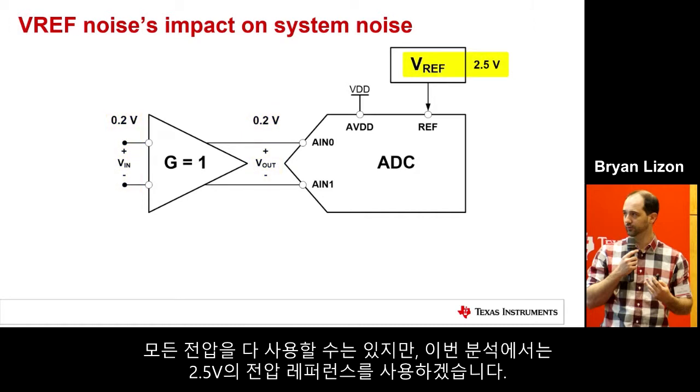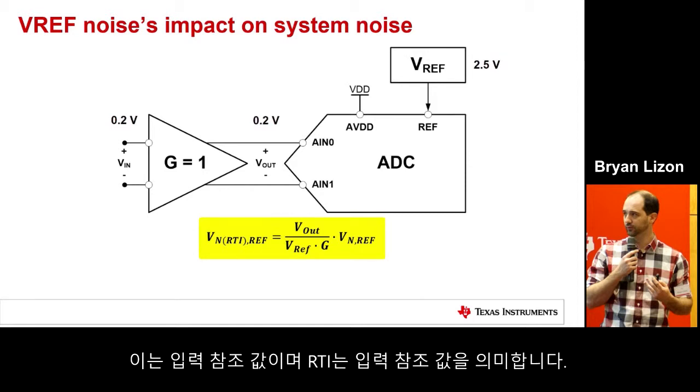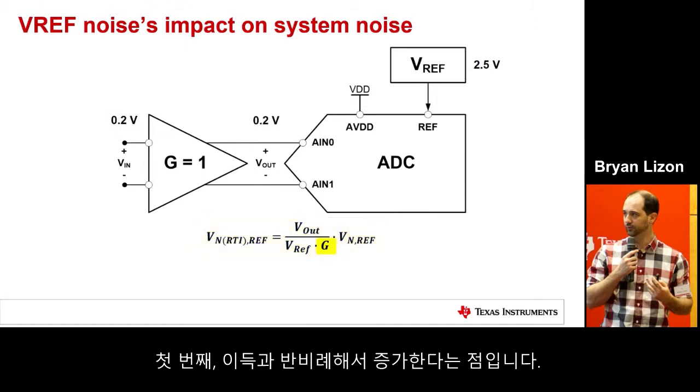Assuming just a 2.5 volt reference, you could use any voltage, but for this analysis, we'll use 2.5 volts. The amount of reference noise that gets passed to the input of this signal chain is given by this formula. And again, this is referred to input. That's what RTI refers to. So this formula actually has two key components to it. The first is the fact that it's scaled by the inverse of the gain.